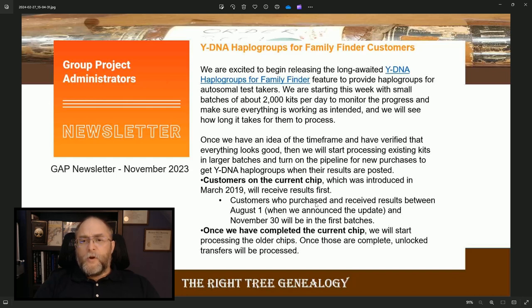Now, see this right here. Customers who purchased and received results between August the 1st, when the announcement was made, and November the 30th will be in the first batch of Family Finder Y haplogroups. They will define them as soon as they come out, and I have some information to show you where I have some of our kits that did this. And then look at this right here. Once we have completed the current chip, we will start processing the older chips. Once those are complete, unlocked transfers will be processed next.